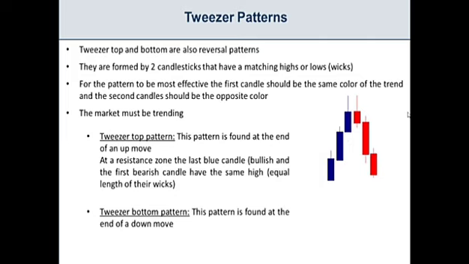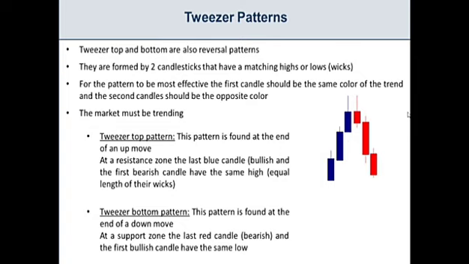Now the tweezer bottom pattern. This pattern is found at the end of a down move. At a support zone, the last red candle or bearish candle and the first bullish candle have the same low. As you can see here, we move all the way down here, and we made this low with the last red candle. And the next candle, which is the second candle of the pattern, is a bullish candle that has the same low, meaning that we have a double rejection of this support zone and a reversal is in play.